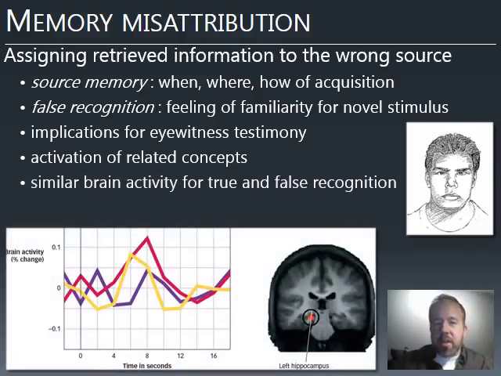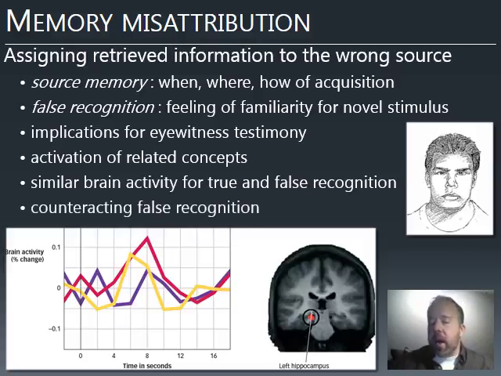Now, what's also interesting is that your brain doesn't seem to be able to tell the difference between true recognition and false recognition, this feeling of familiarity with something that's actually not familiar at all. In this graph of activity in the hippocampus, the level of activity for true and false recognitions are pretty close to one another. So it's not that we're misinterpreting what these different parts of our brain are telling us. These parts of our brain actually don't seem to be able to differentiate between true memories and false memories.